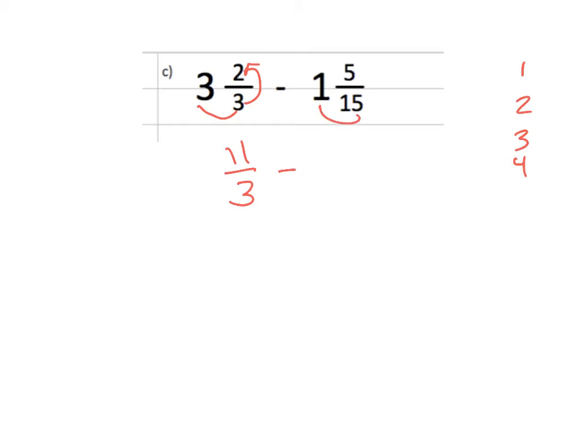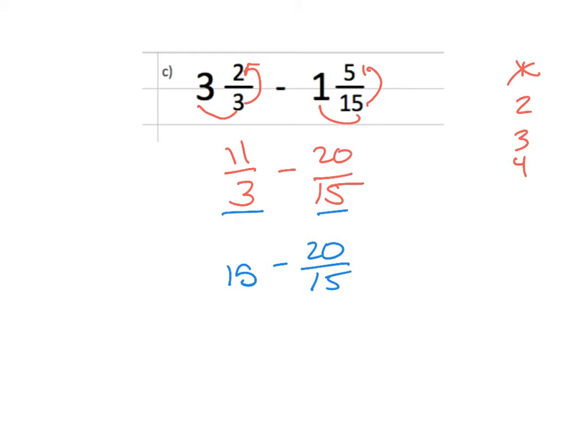Minus 1 times 15 is 15, plus the 5 gives me 20 15ths. We're done with step 1. Step 2, we're going to find a common denominator. Our common denominator is going to be 15, so our 20 15ths can just come down. 3 times 5 is 15. 11 times 5 is 55. Please use a calculator if you need to. It will help you be more accurate for some of these. So step 2 is done.